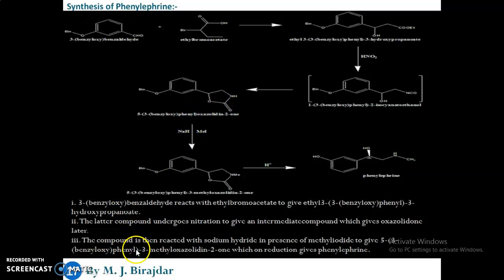The compound is then reacted with sodium hydride in presence of methyl iodide, MeI, to give 5-(3-benzyloxyphenyl)-3-methyloxazolidin-2-one, which on reduction gives phenylephrine. This is the final structure of phenylephrine.